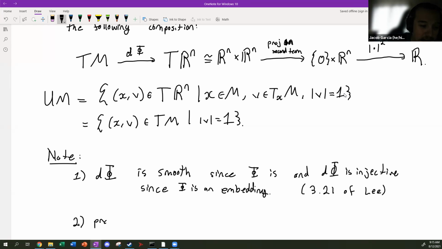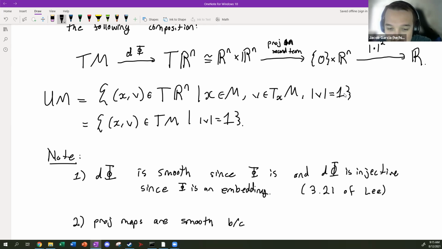The projection maps are smooth because why? What's the one word adjective that Fred wants you to say to show that a projection map is smooth? It's the zero map cross the identity, essentially. So you could say the zero map is smooth, the identity is smooth. So that would probably work.